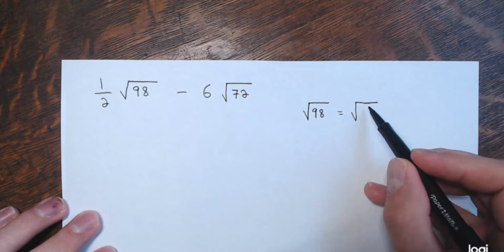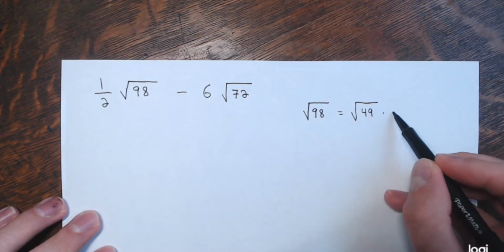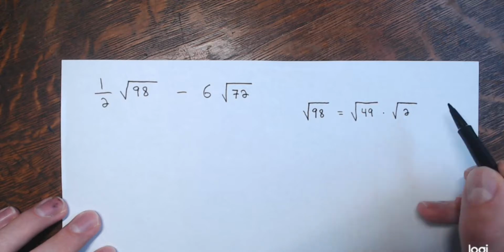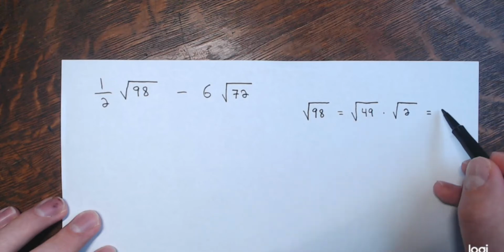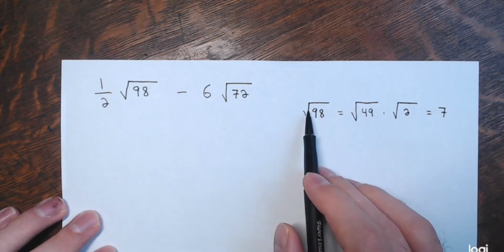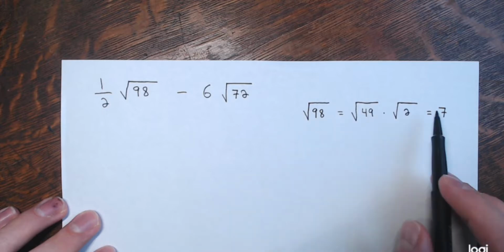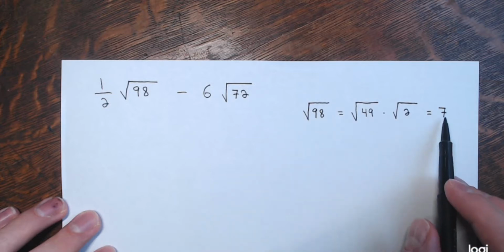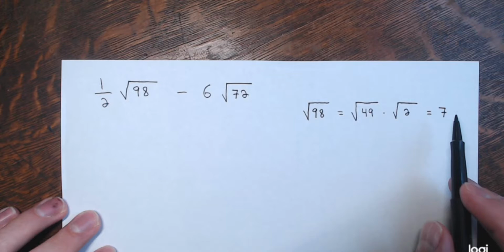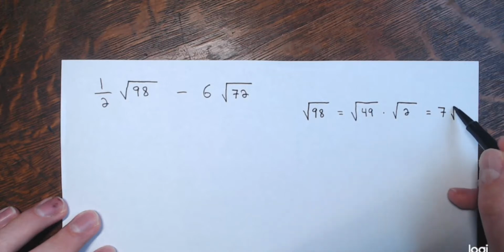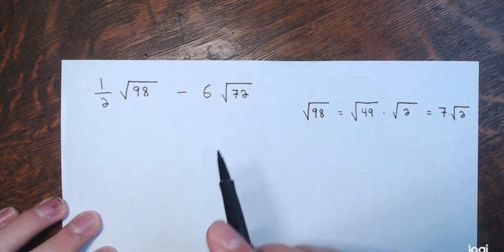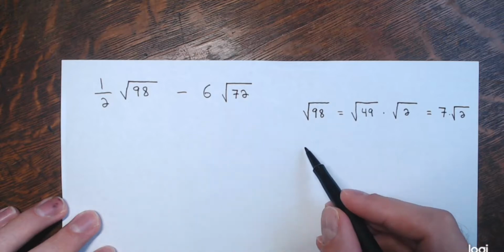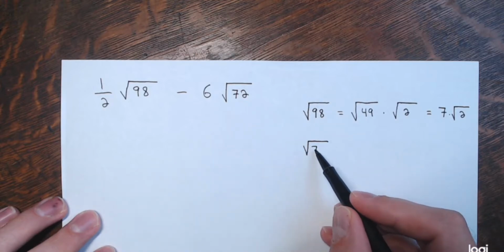This is the square root of 49 times the square root of 2, using that product property. And the square root of 49 is just 7. Remember, when you see the even root symbol, they want the non-negative root. So there's positive 7 times the square root of 2. So we end up here with 7 times the square root of 2 as the simplification of the square root of 98. The other radical I'm seeing is the square root of 72.